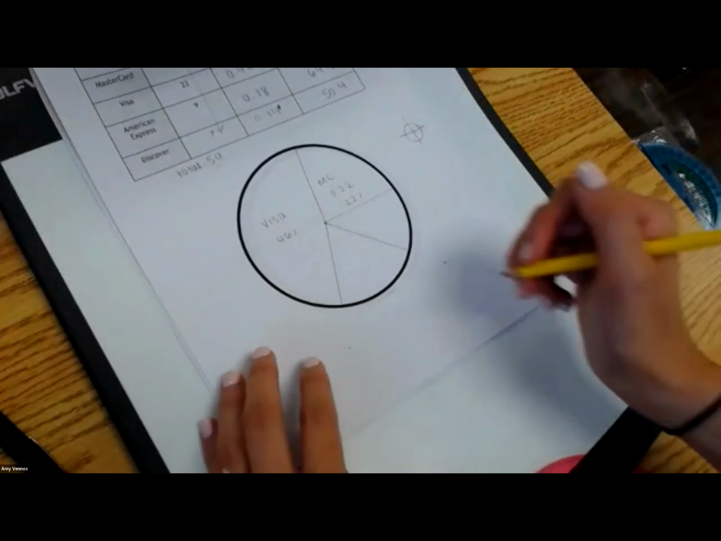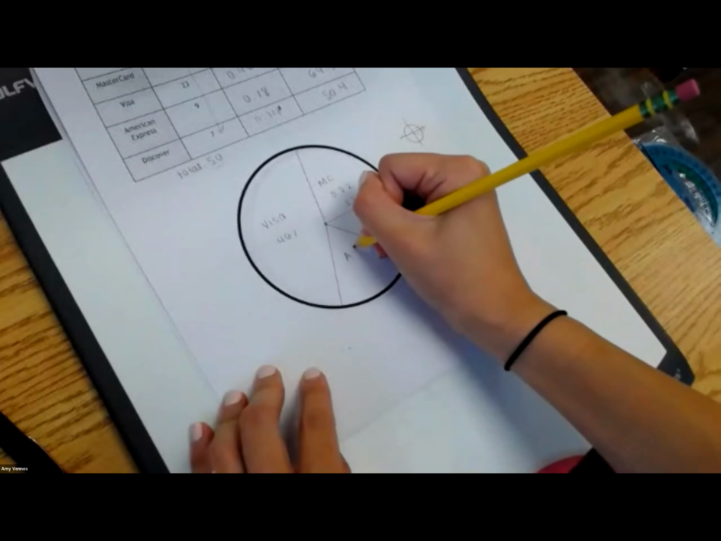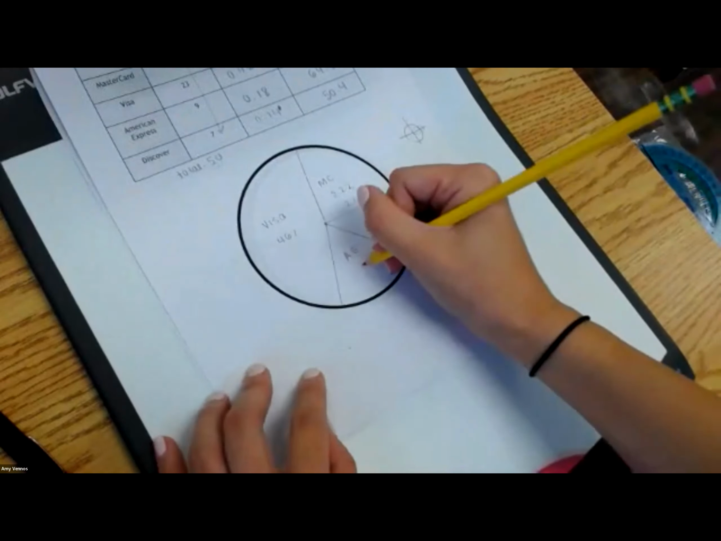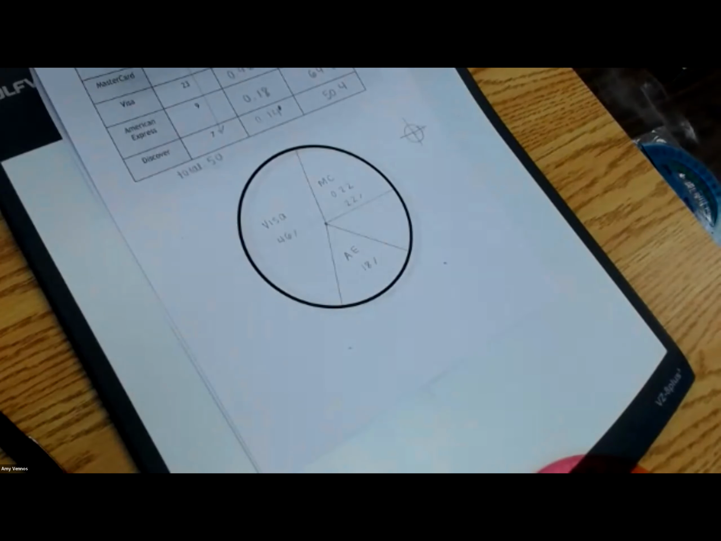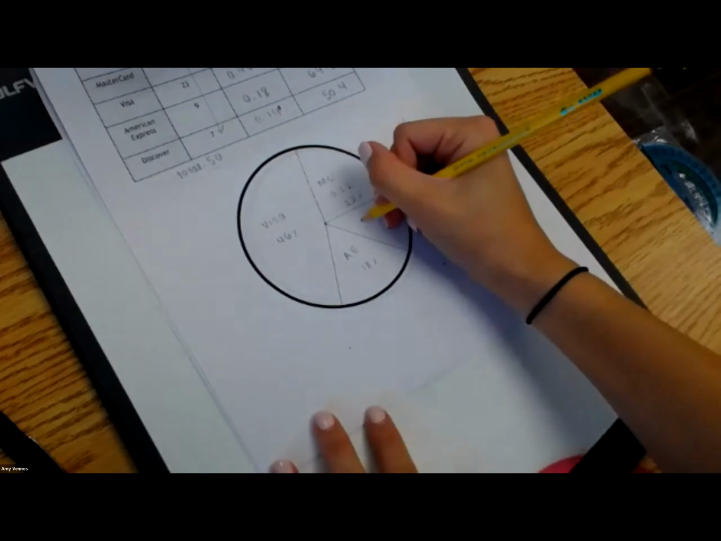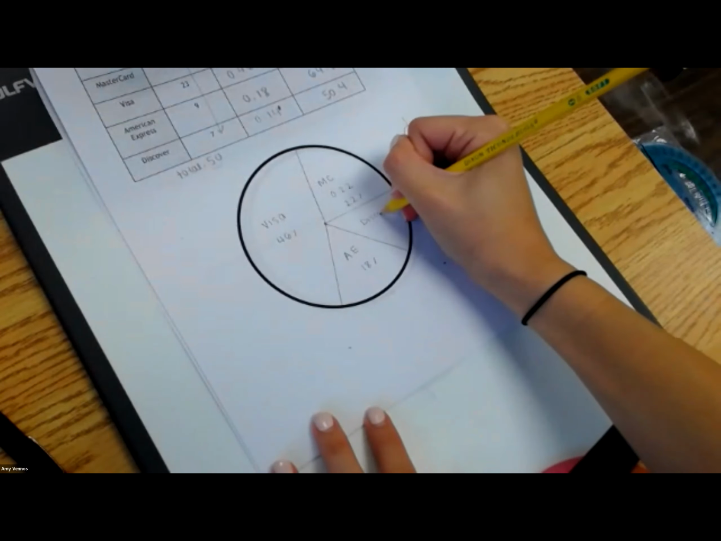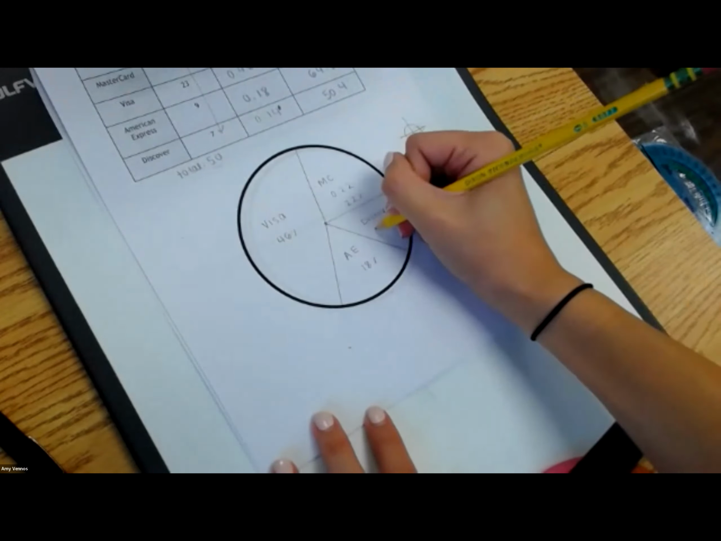Turning my page around, this is American Express, or AE. And that's about 18%, right? Okay, do I have to use my protractor for the last section? No, right, because I already know all these angles add up to 360. I don't need to do it. Of course, I can check to see if I'm about right, but Discover is going to be my last category, and it's 14%.